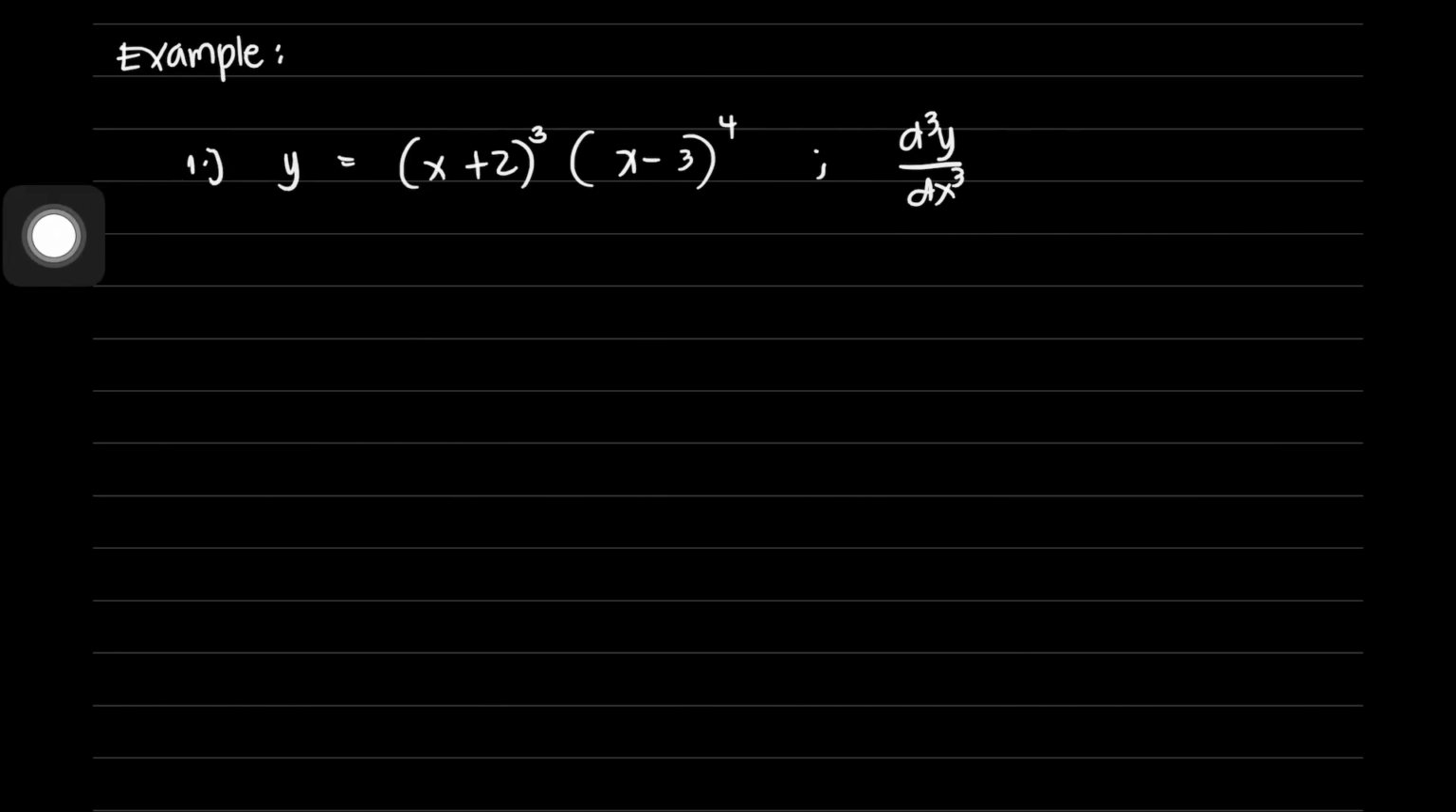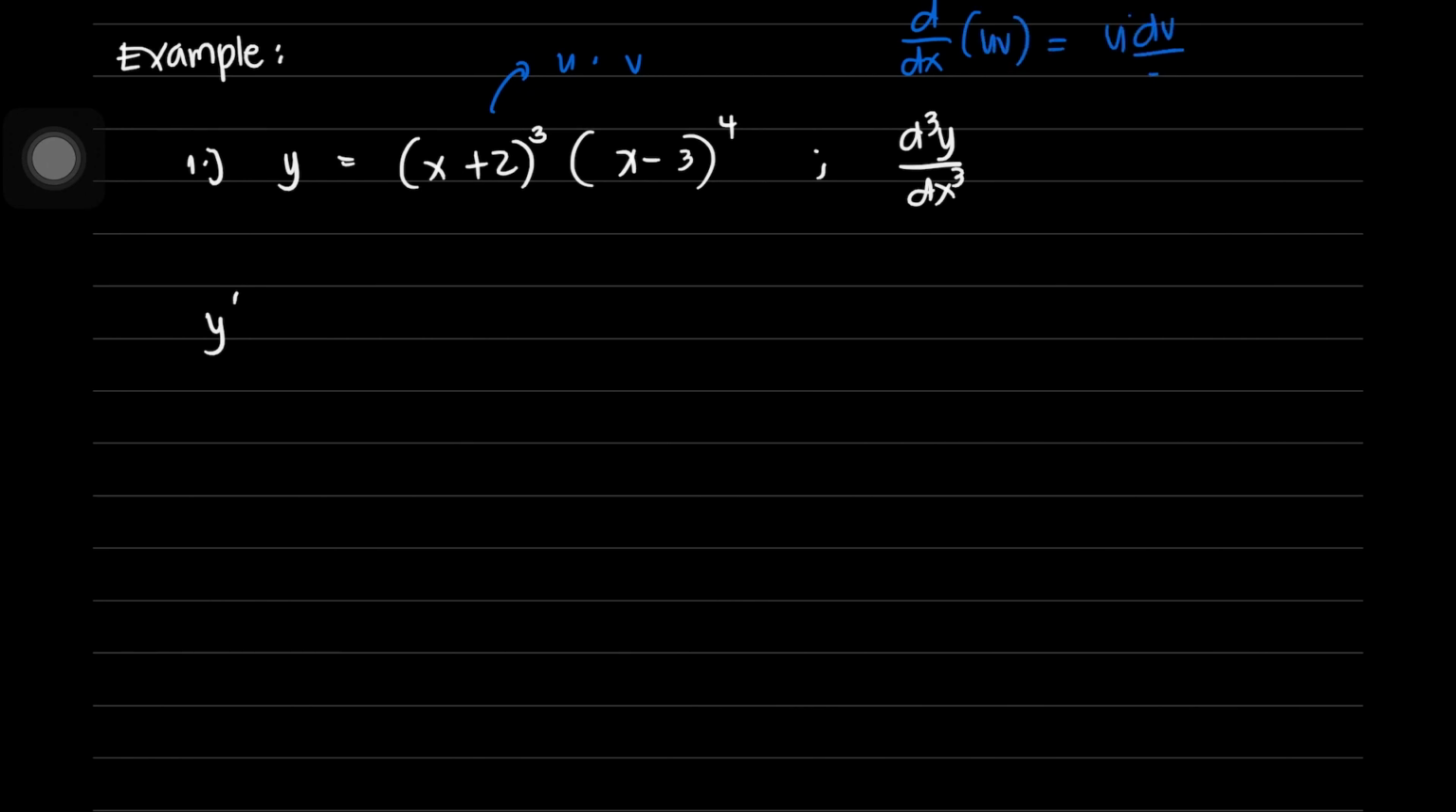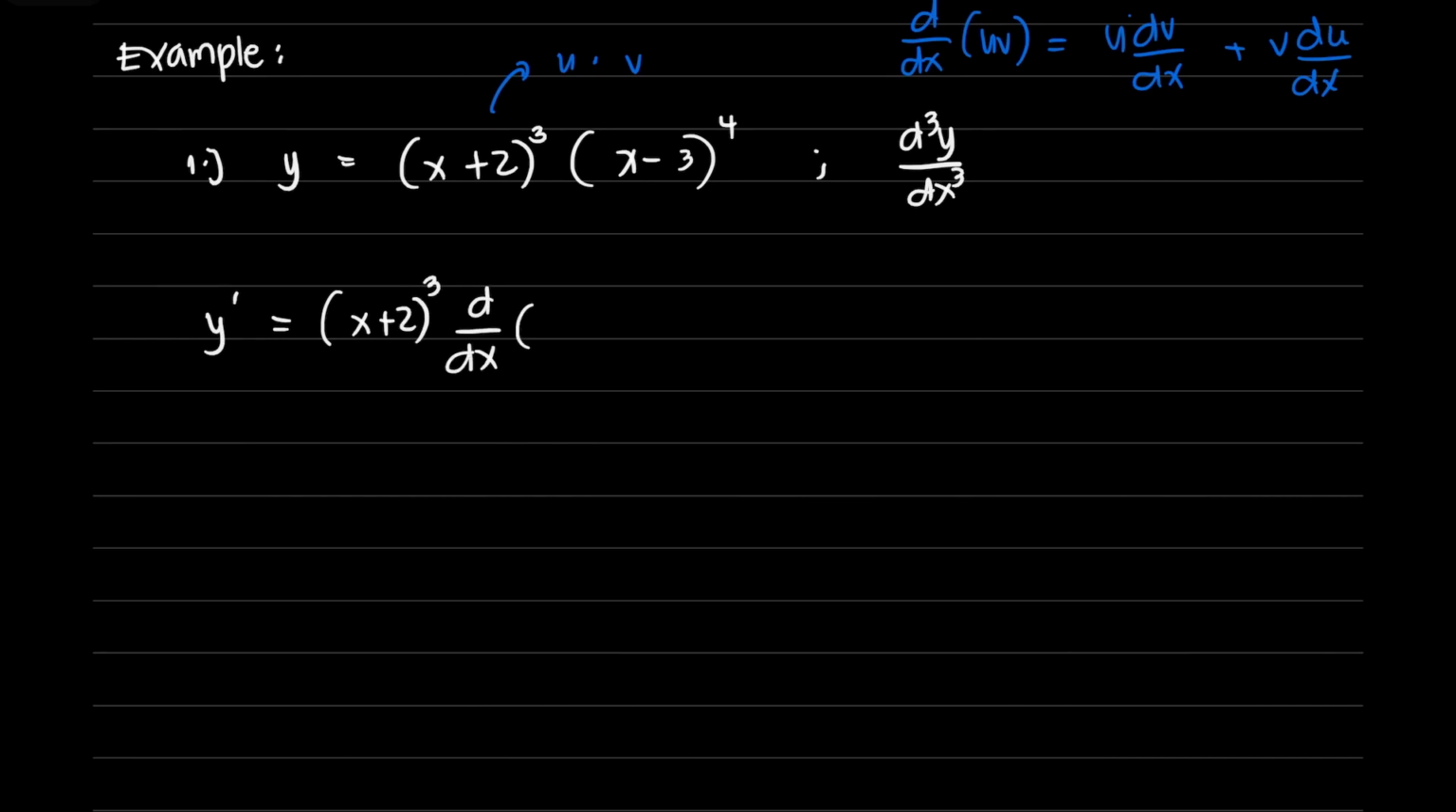Okay, so solving for y prime, or the first derivative, since we have a product here, this is u multiplied by v, and the derivative with respect to x of u times v is equal to u dv over dx plus v du over dx. So if we're going to use this formula, solving for y prime is now equal to x plus 2 raised to 3 multiplied by the derivative with respect to x of x minus 3 raised to the fourth power, plus x minus 3 raised to the fourth power multiplied by the derivative with respect to x of x plus 2 raised to the third power.